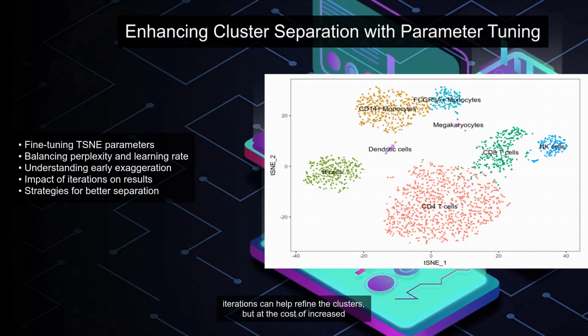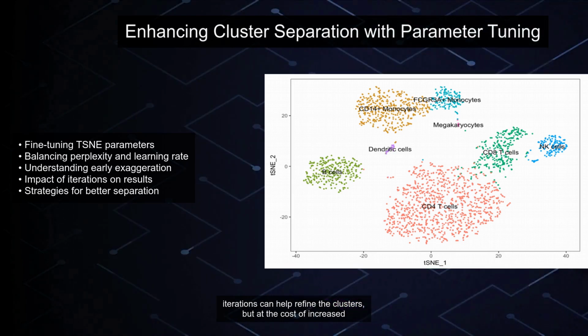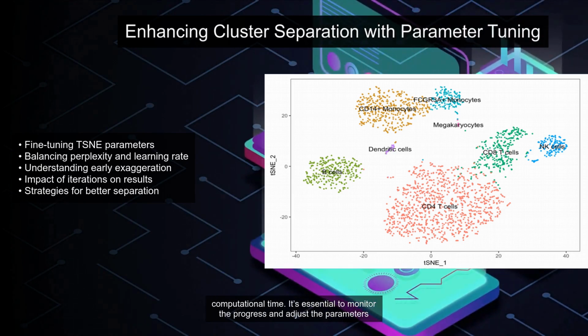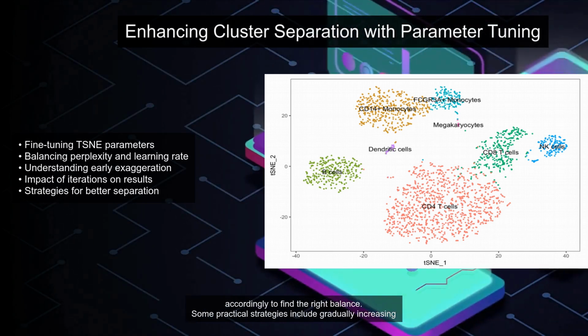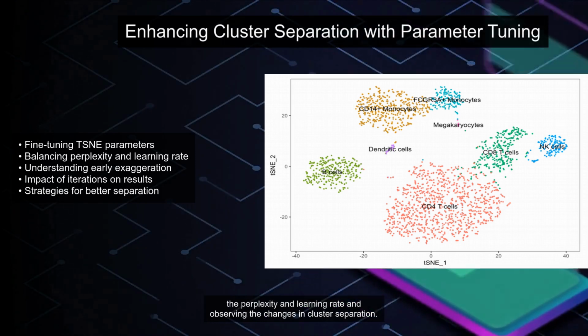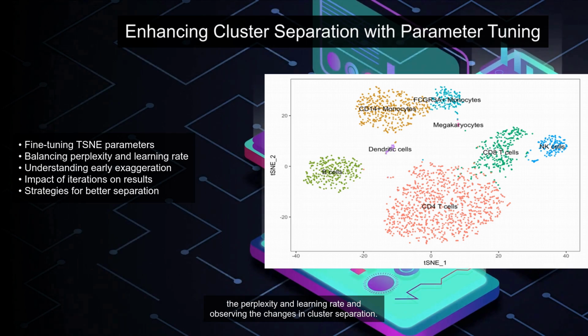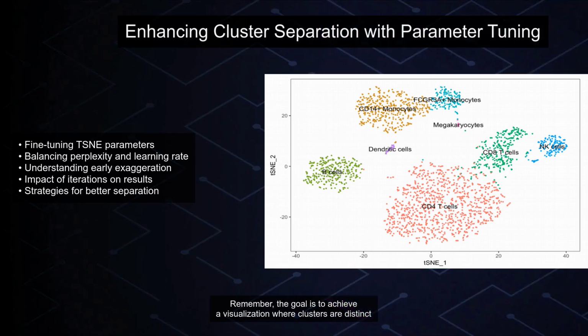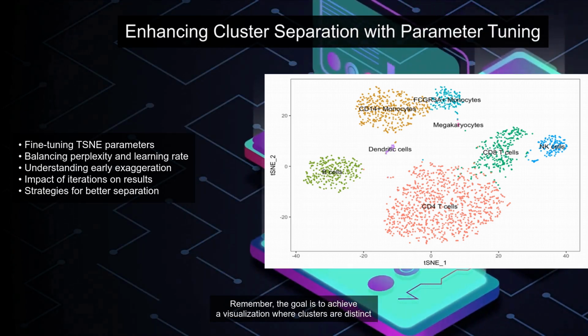Iterations also play a significant role. More iterations can help refine the clusters, but at the cost of increased computational time. It's essential to monitor the progress and adjust the parameters accordingly to find the right balance. Some practical strategies include gradually increasing the perplexity and learning rate and observing the changes in cluster separation. Remember, the goal is to achieve a visualization where clusters are distinct and meaningful.